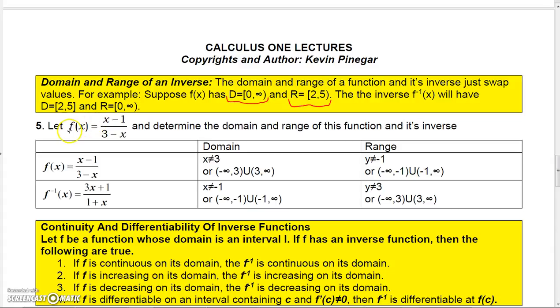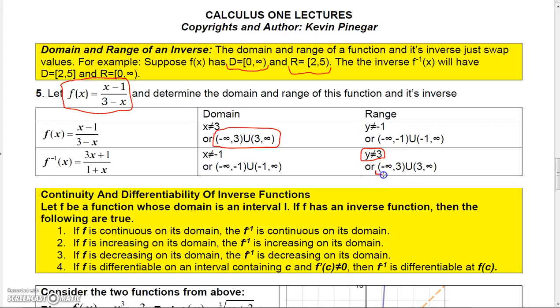So if you take this function that I dealt with a minute ago, x minus 1 over 3 minus x, well, this function has domain x cannot equal 3, so the domain would be negative infinity to 3 union 3 to infinity. Well, then that means for the range of the inverse, this function, y cannot equal 3. So therefore, for the inverse, the y value will not be able to be 3. So the range for the inverse will be the same as the domain for the original function, negative infinity to 3, 3 to infinity.